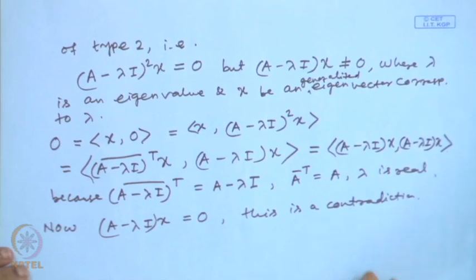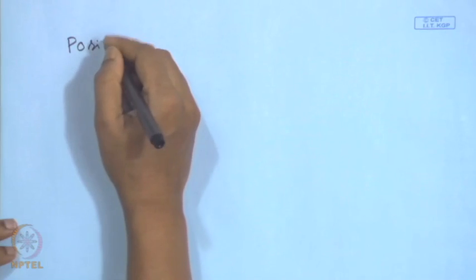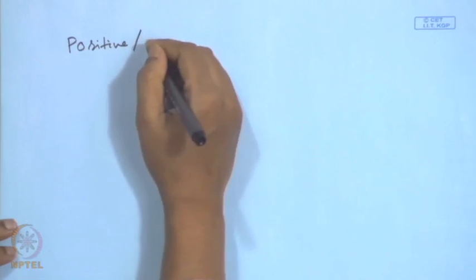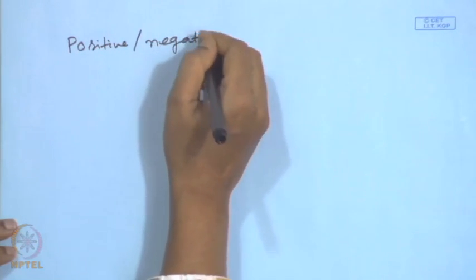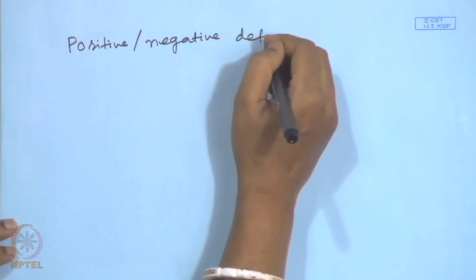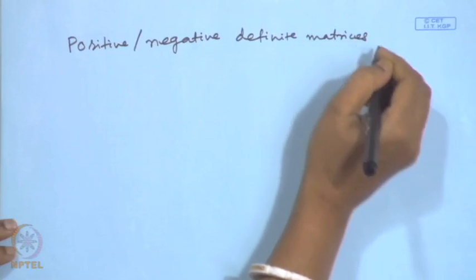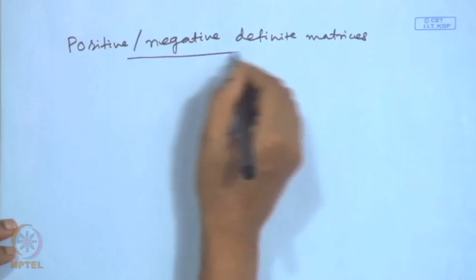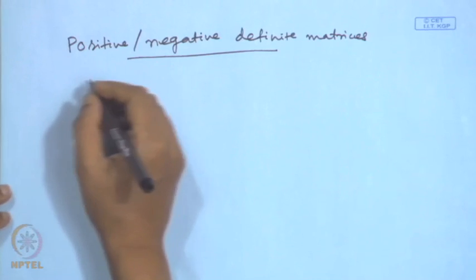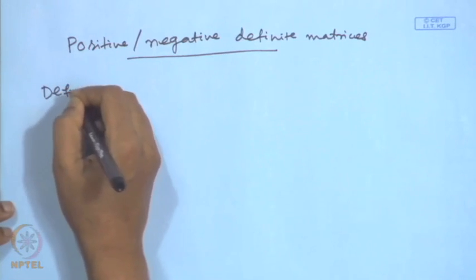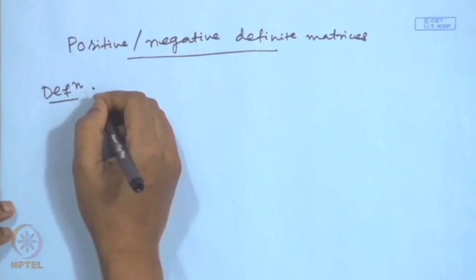So, next we shall see positive or negative definite matrices. For this we shall define one terminology that is called Hermitian form.